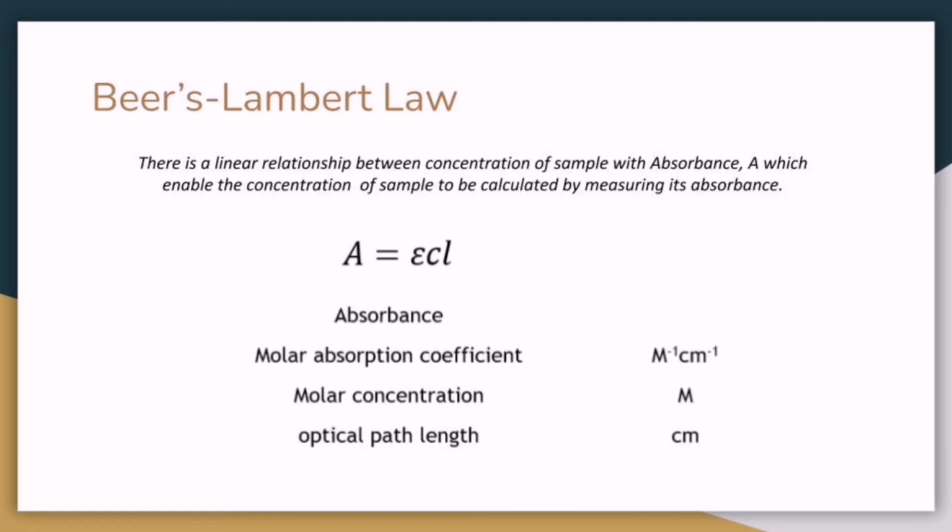The next one is the Beer-Lambert law. The Beer-Lambert law states that there is a linear relationship between the concentration of the sample and the absorbance A, which enables the concentration of the sample to be calculated by measuring its absorbance. This law is used to calculate the concentration of the matter in the sample by using the formula A equals epsilon C l, where A is the absorbance, epsilon is the molar absorption coefficient or molar absorptivity, C is the molar concentration, and l is the optical path length. From this equation, the higher the absorbance, the higher the concentration of analyte in the sample.